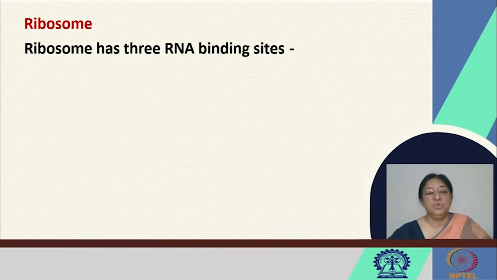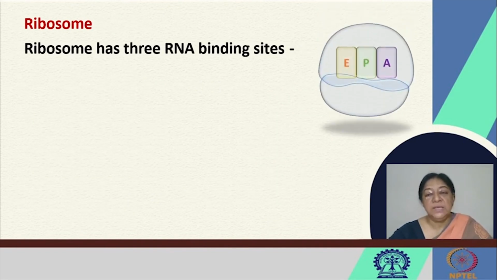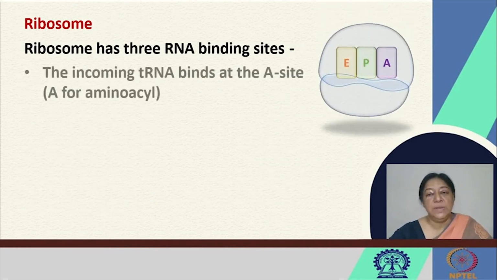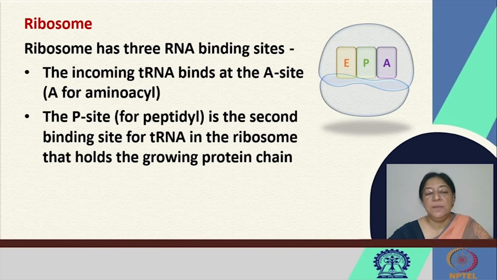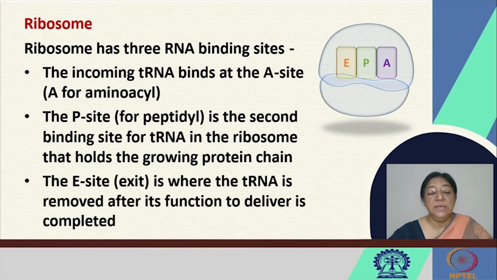So in the ribosome, there are three RNA binding sites. They are the A, P, and E sites, if we go in that sense. The incoming tRNA binds at the A site, where A is for amino acid. We have then the peptidyl site, the P site, which is the second binding site for the tRNA that holds the growing protein chain, because we know that this is involved in protein synthesis. Then the E site is the exit site where the tRNA is removed after its function to deliver the amino acid is completed.